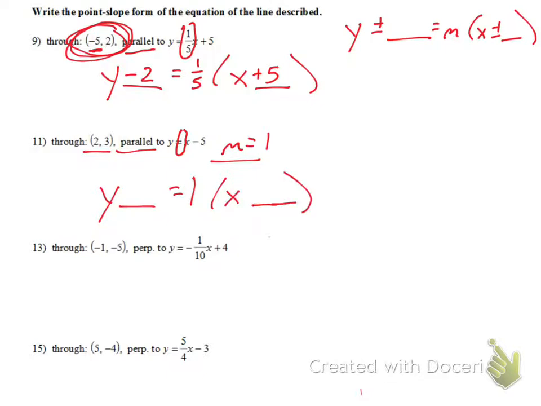So what I need to do here is do the opposites of both x and y. The opposite of x, which is 2, is going to be minus 2. The opposite of 3 is negative 3, so minus 3. So my final answer is y minus 3 is equal to x minus 2, or you can still have this right here. Both are the same.